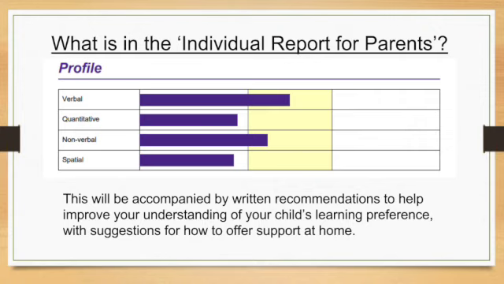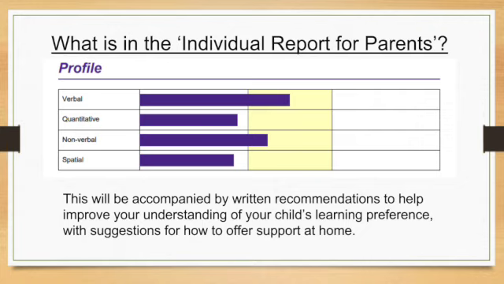In the report that you receive, very importantly, there's a summary underneath this profile, and that will give advice on how best you can support your child's learning throughout their time in school. As it says there, it will be accompanied by written recommendations to help improve your understanding of your child's learning preference, with suggestions for how to offer support at home.